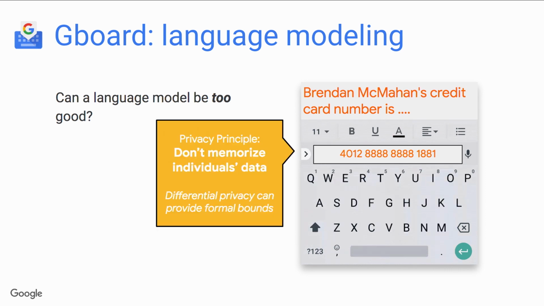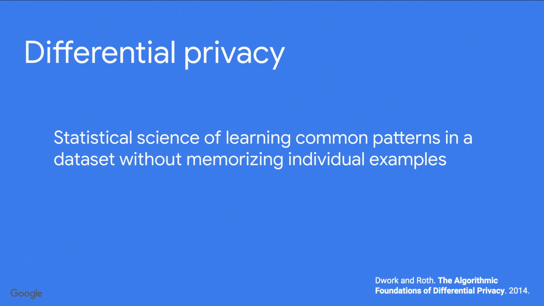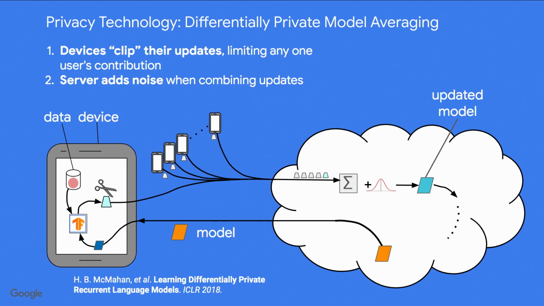So the privacy principle here is pretty clear. Don't memorize individuals' data, right? We want models that generalize. This is basic machine learning, but it's also privacy. There's a bunch of techniques we can use to prevent this kind of thing in practice. For example, only letting the language model predict from a whitelisted vocabulary so it doesn't learn credit card numbers in the first place. But differential privacy is a really nice technique if you can get it to work, because it provides strong formal guarantees that this kind of memorization isn't possible.